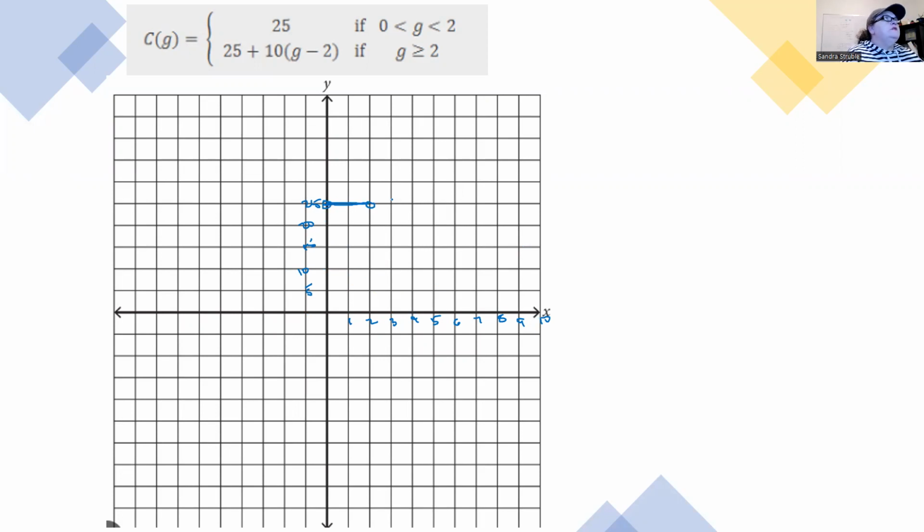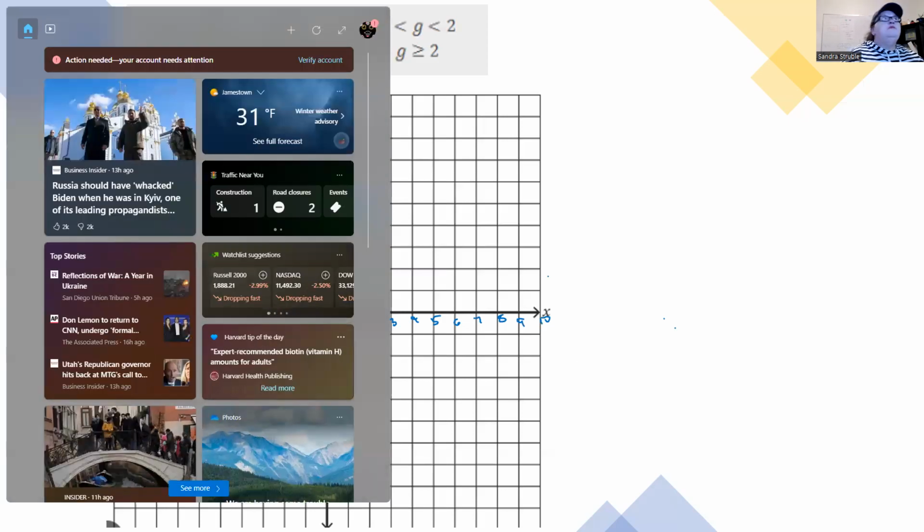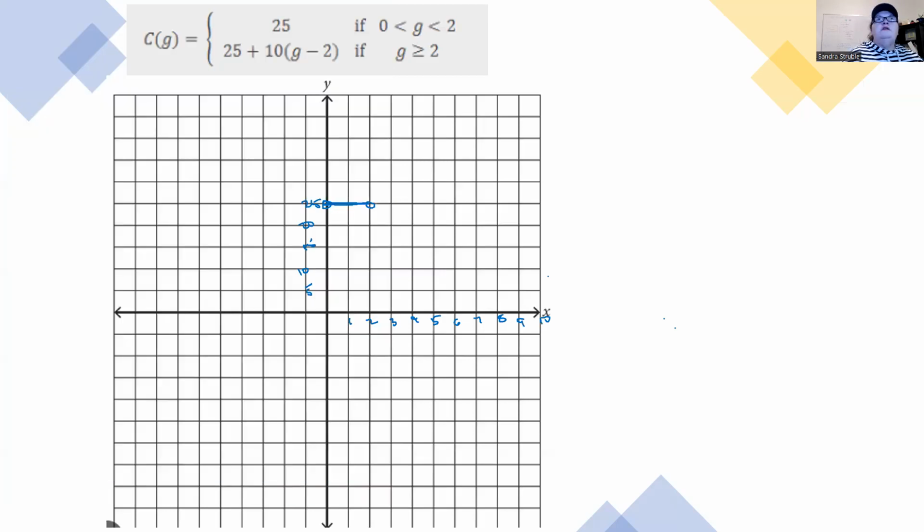Then we've got G greater than or equal to 2, how is that going to look? Well, it's going to be 25 plus 10. That's going to be a hard one to graph. Let's see what that looks like on Desmos. Hold on a second. Maybe I can show y'all. Oh, there. Y equals 25 plus 10 times x minus 2. There we go.